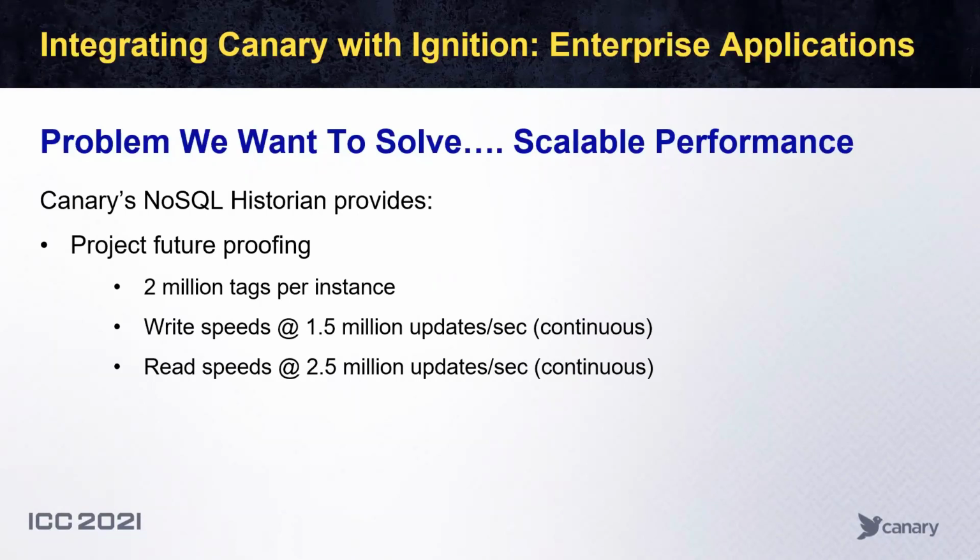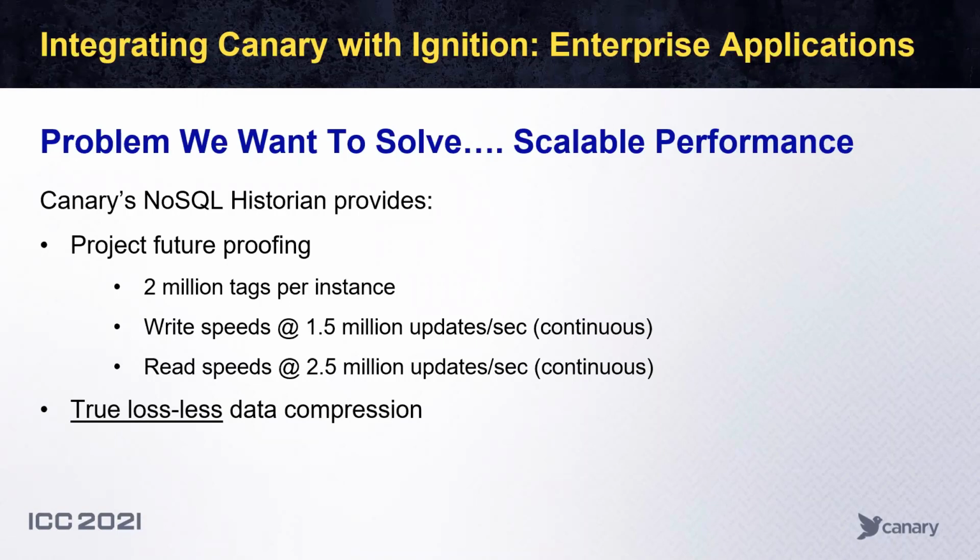And the reason is that a single Canary Historian can scale to more than 2 million tags with very high speed write and read performance. And that's not a number that just happens in the beginning. The secret sauce to the Canary NoSQL Historian allows for that long-term performance, despite how many years of data you store or how many hundreds or thousands or millions of tags you store. The read and write performance stays the same long-term.